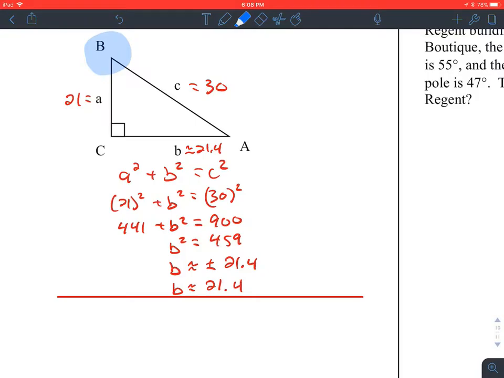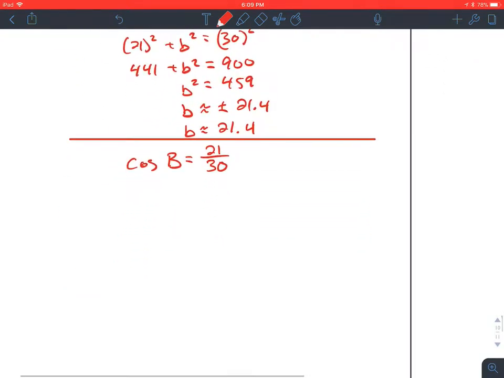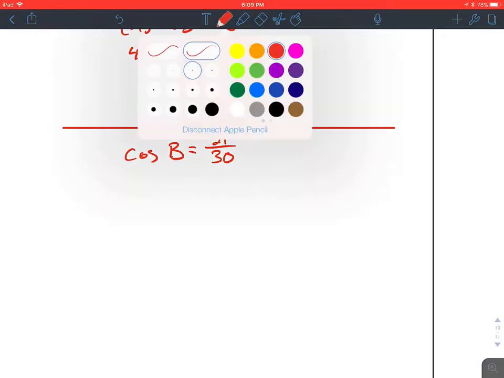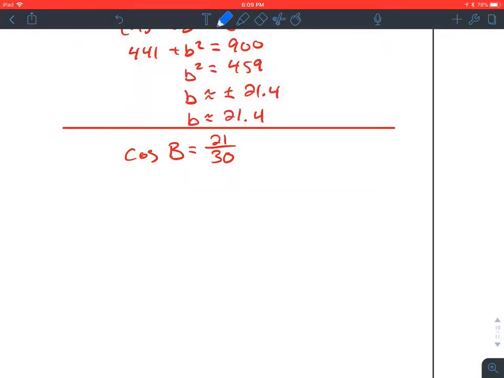The two sides that we have that are not rounded are the adjacent leg and the hypotenuse. That is cosine. Cosine of angle B equals the adjacent leg over the hypotenuse. Now we have to try to get B by itself. How are we going to do such things? We have to figure out how to unattach cosine and B. They are attached by cosine.